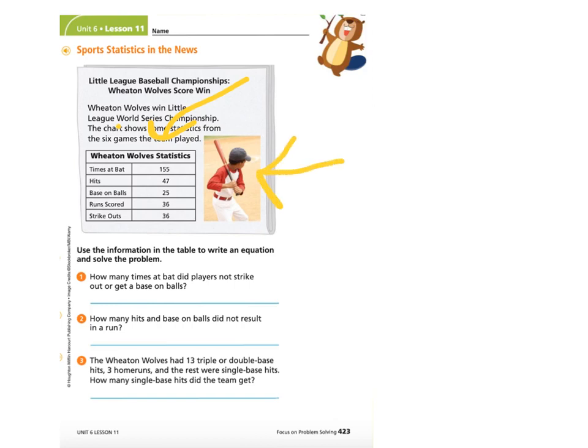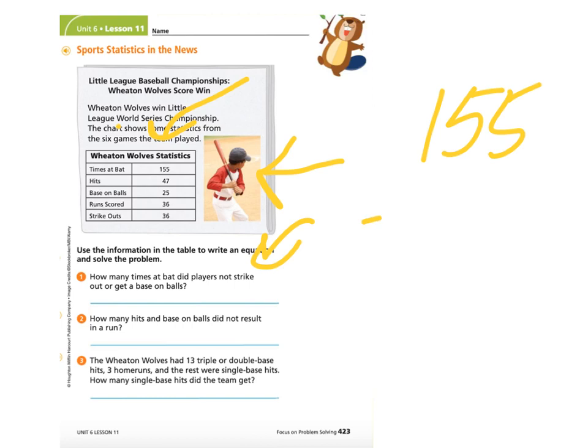Of those 155 times, 47 were hits, 25 were walks or base on balls. They scored 36 runs and they had 36 strikeouts. So we're using all of that information to solve these problems. So how many times at bat did players not strike out or get base on balls? So what we do know is that there's 155 at bats.